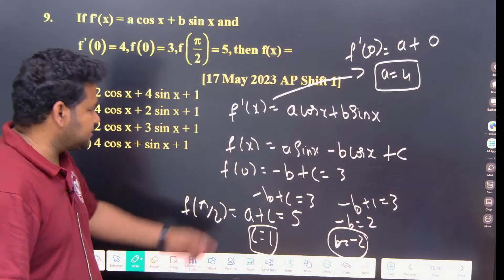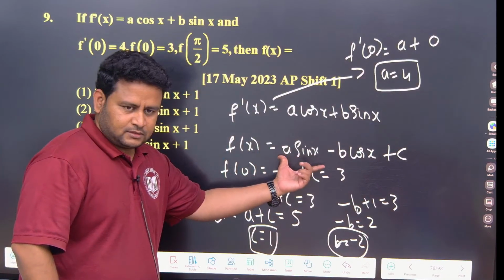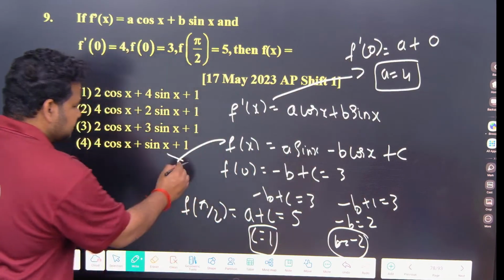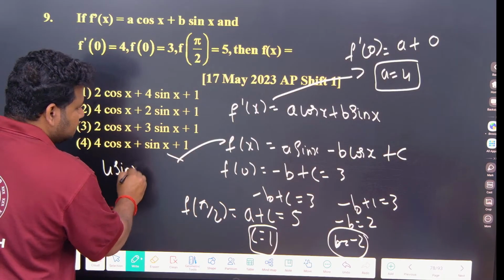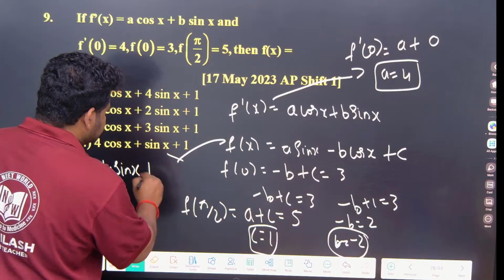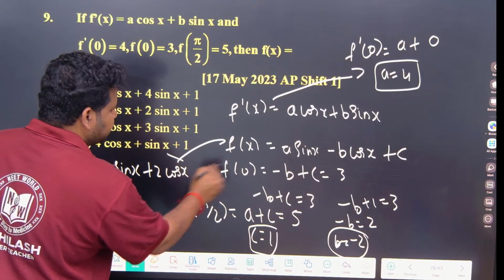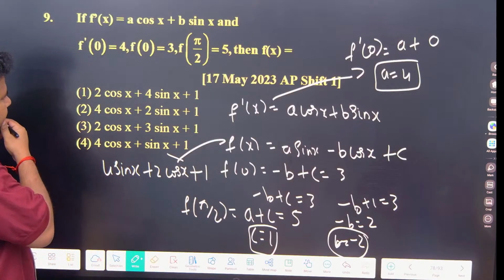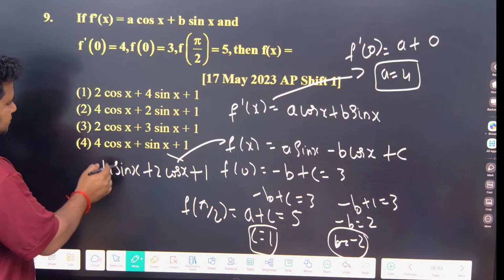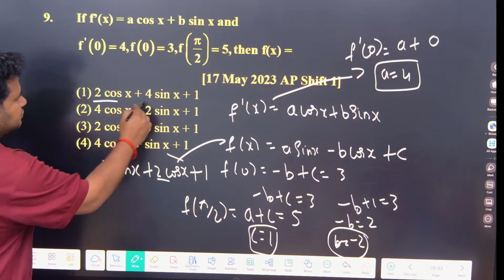They are asking f of x. F of x is here. So this will become what? F of x is, A is what? 4. 4 sin x plus 2 cos x. C is what here? C is 1. So 4 sin x plus 2 cos x plus 1.